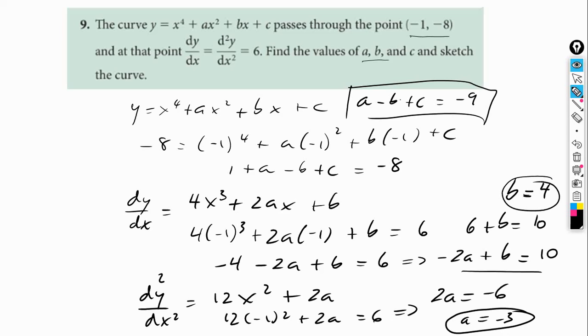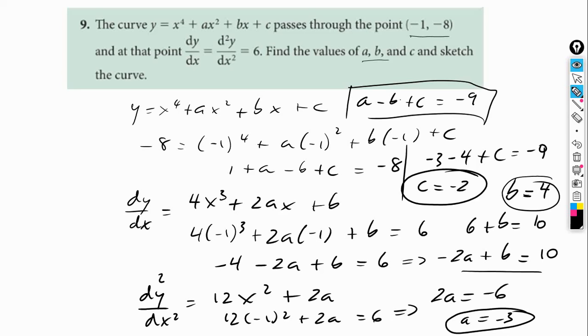And then finally, we use the first one we found to find the value of c, because we have that a is -3. So -3 minus 4, which is b, plus c is equal to -9. And then solving for c, we get that c is equal to -2. So that would be a, b, and c.